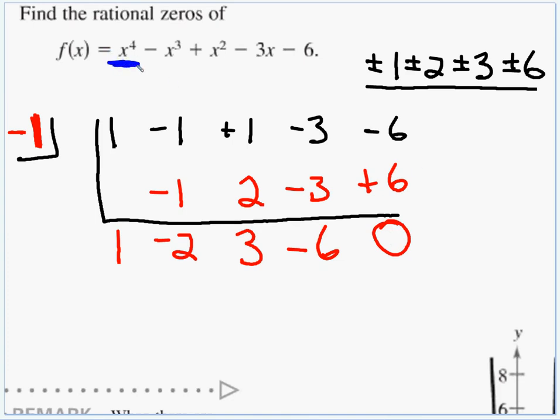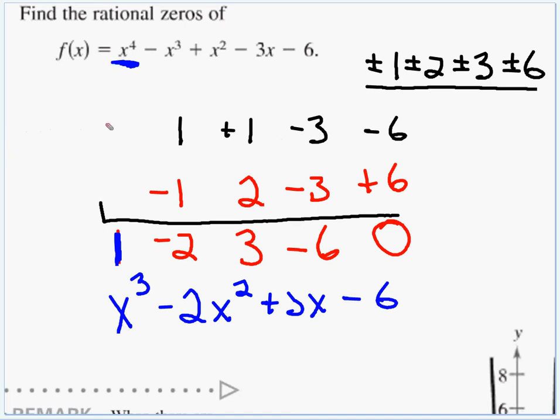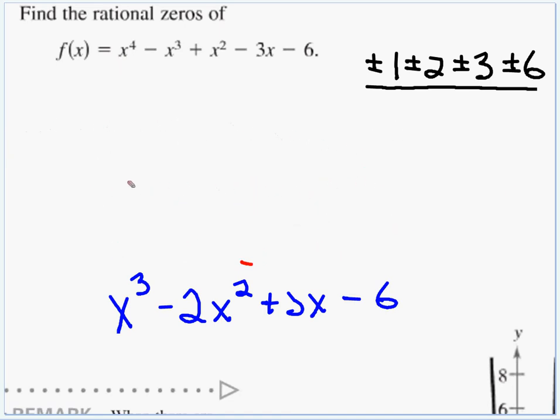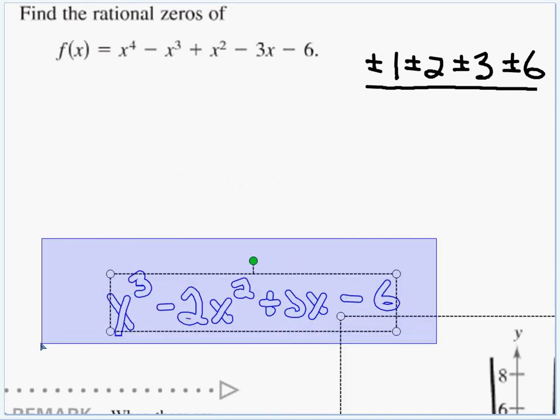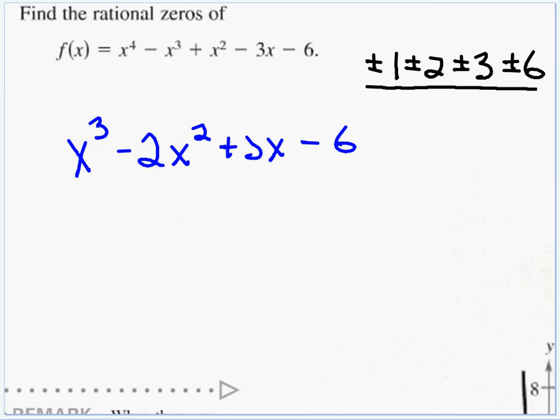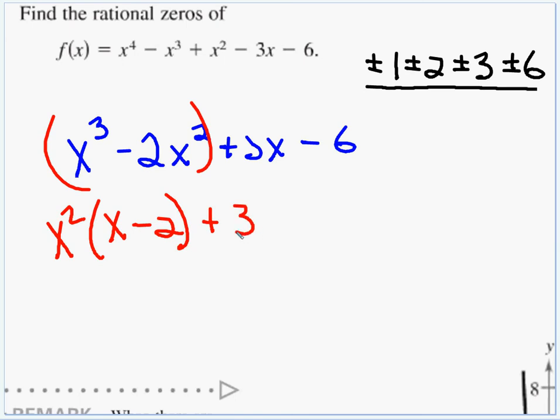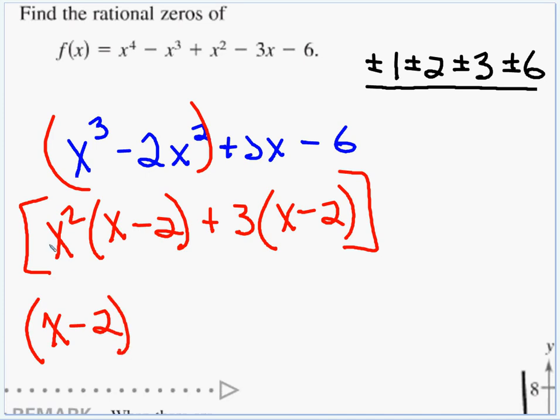Let's see. We started with x to the 4th, and we divided out an x, so this one is 1x cubed minus 2x squared plus 3x minus 6. Now, we've reduced it a power. It might be easier to factor. And since I'm looking at this, it looks like it might be a factor by groups. If we group off the first 2, we can factor out an x squared, leaving an x minus 2. Oh, this looks like it's going to work. We can factor out a 3, and that'll leave an x minus 2. So now, out of the brackets, we can factor out that x minus 2 factor, and that will leave us x squared plus 3.